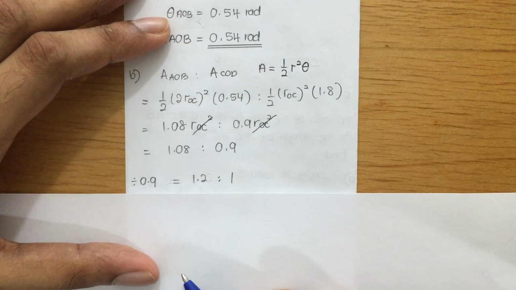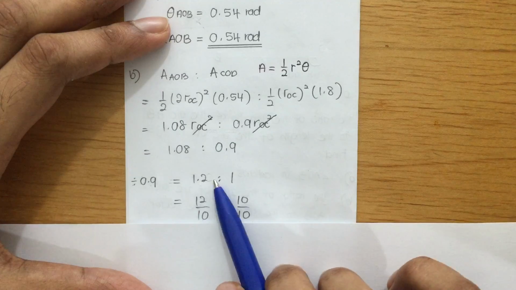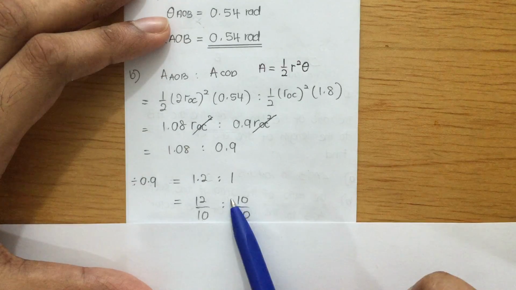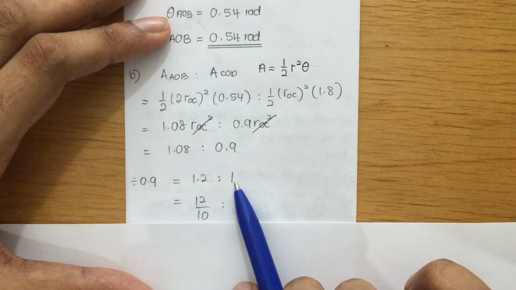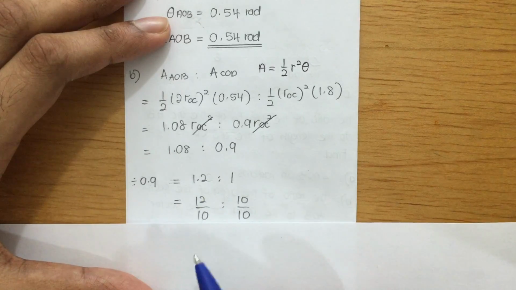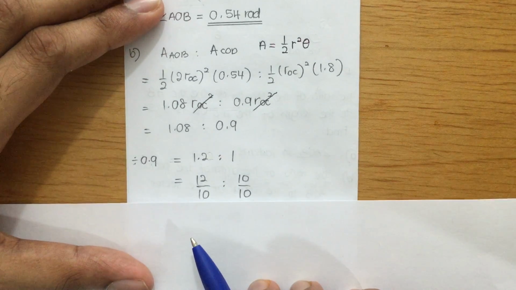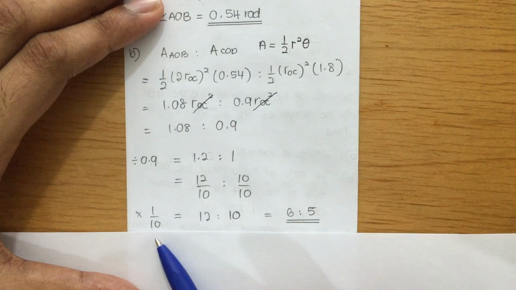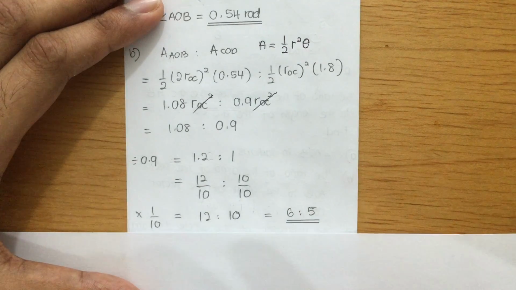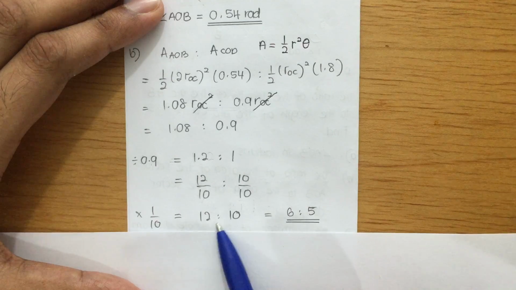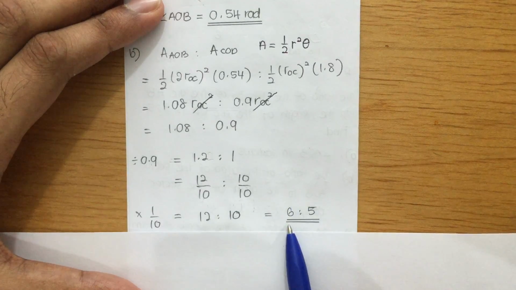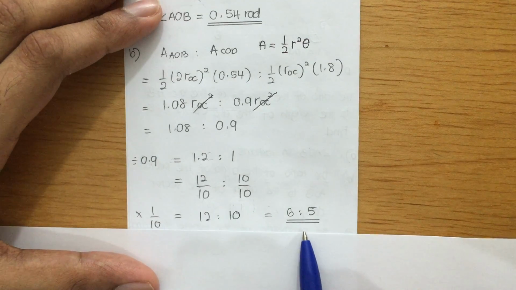Okay, so 1.2 and 1 we can also convert into fraction form, where you can convert it to 12 over 10 is to 10 over 10. So 10 over 10 gives back 1, and 12 over 10 gives back 1.2, guys. So in this case you multiply the whole ratio by 10. Why 10? To eliminate the fraction, guys. So you will get 12 is to 10. 12 is to 10 we can further simplify by dividing the whole ratio by 2. So you get your final ratio, 6 is to 5. So this is your final ratio, guys.